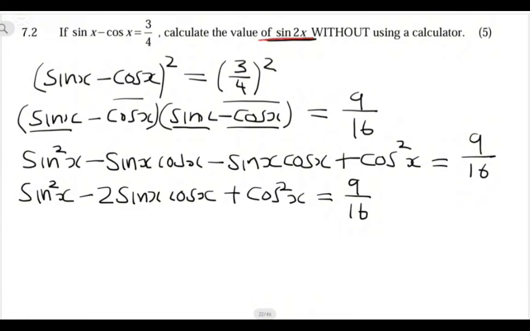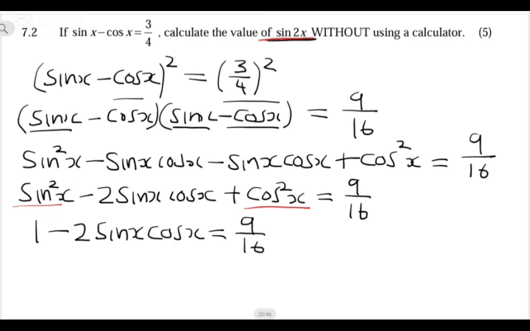So now we can see that this sine 2x is going to come from this one that is there, because it's the double angle. And if you pay close attention, sine squared x plus cos squared x is going to give us 1. So this is the same as 1, and then minus 2 sine x cos x, which equals 9 over 16. And this one at the top is the double angle, so it's going to be 1 minus sine 2x, which equals 9 over 16. Perfect.